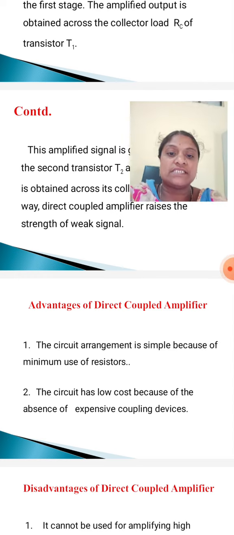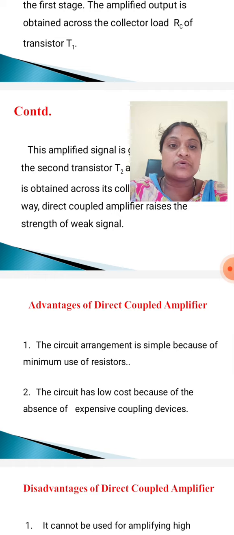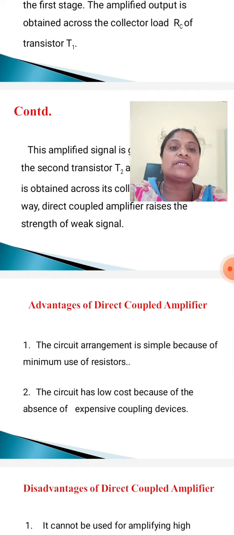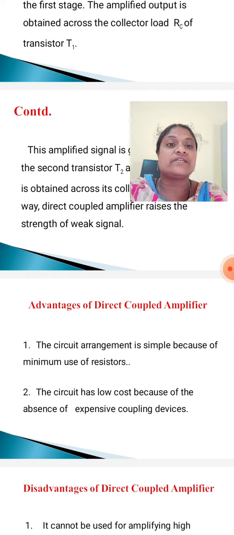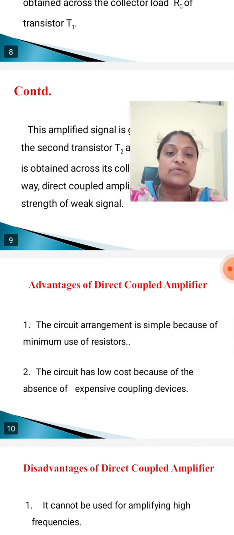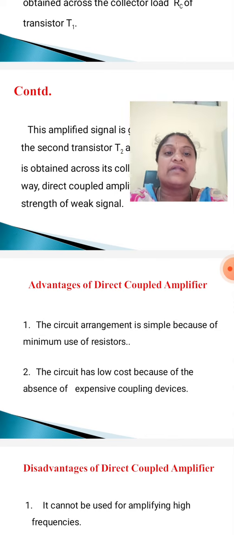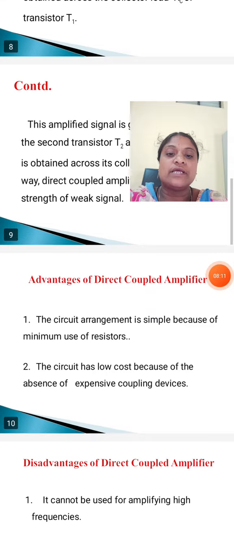The next advantage is that the circuit has low cost because of the absence of expensive coupling devices. Expensive coupling devices means bypass capacitors, coupling capacitors, and transformers also. That's why the circuit cost is very low. This is another advantage of the direct coupled amplifier.